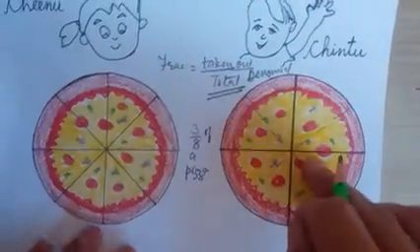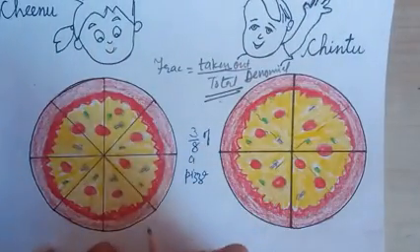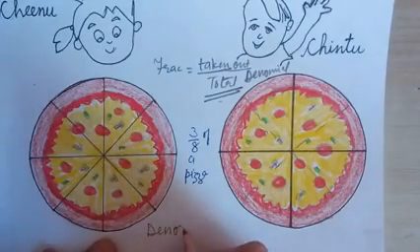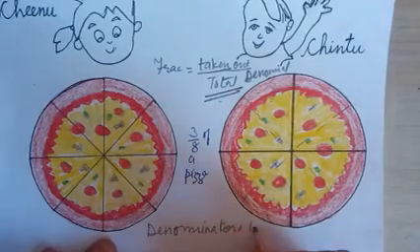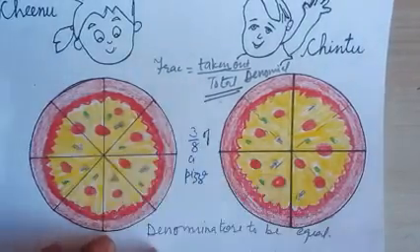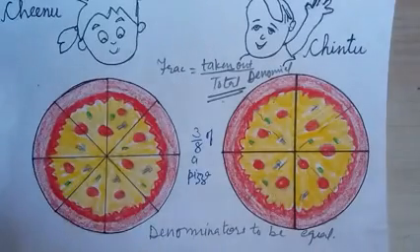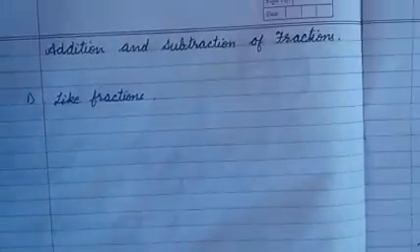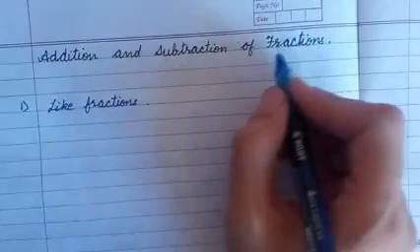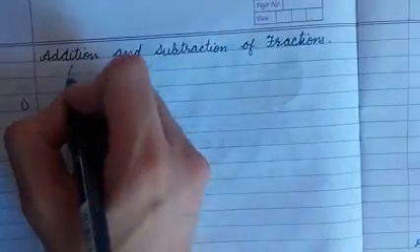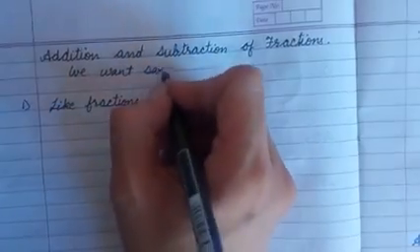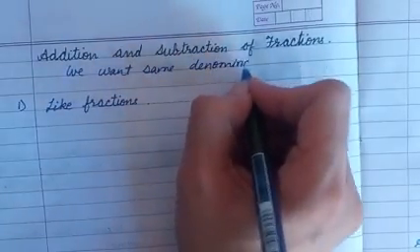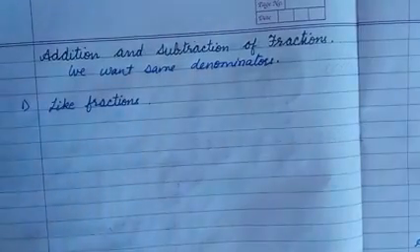If total parts are equal, what do we want? We want denominators to be equal. So mathematically, in a nutshell, we want same denominators. Now let us add and subtract fractions. For addition and subtraction of fractions, remember that we want same denominators. Same denominators means like fractions.